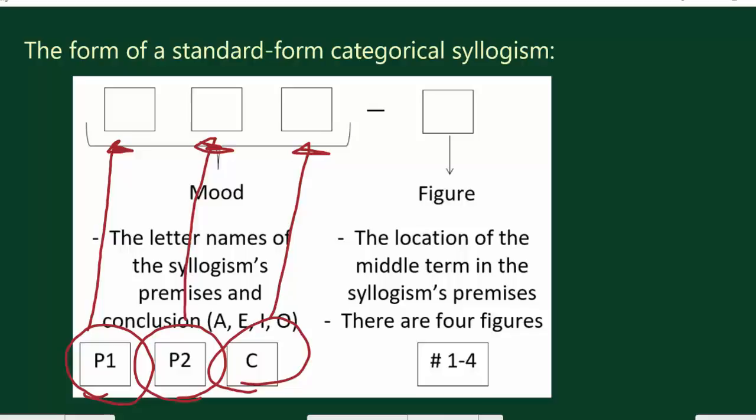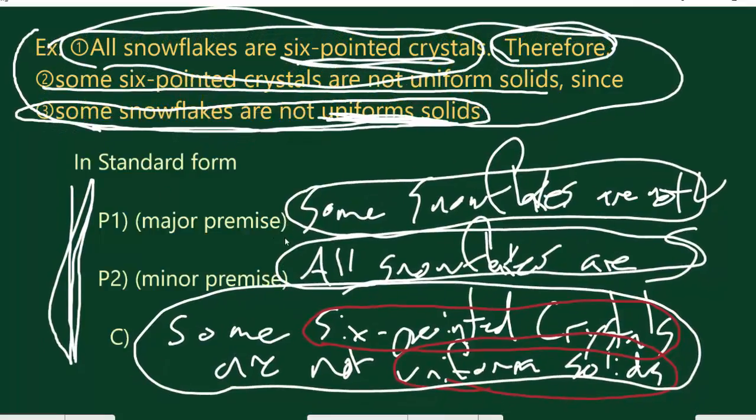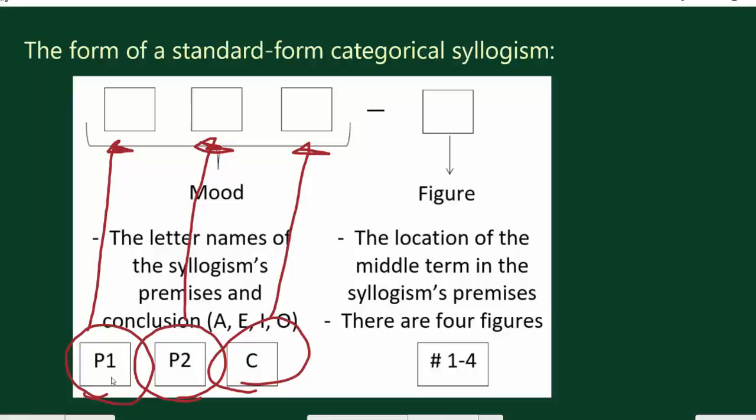So if we go back to the previous argument that we've been looking at, what we'll see is our first premise, some snowflakes are not uniform solids, is an O statement. Our second premise, the minor premise, is all snowflakes are six-pointed crystals, so it's an A statement. And our conclusion says that some six-pointed crystals are not uniform solids, so it's an O statement. And that's just what we put in the order of major premise, minor premise, conclusion: O, A, O.